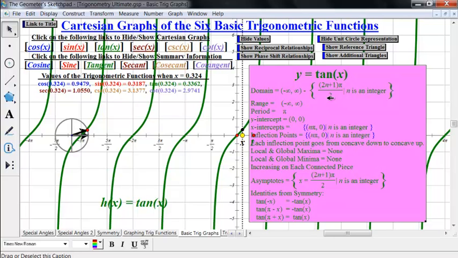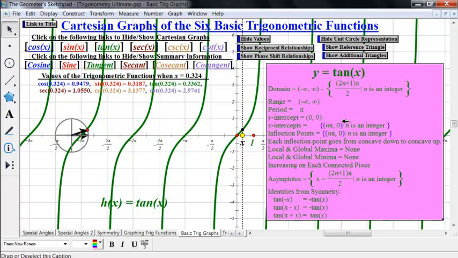Notice that when you look at the graph, there is no maximum or minimum. Even on one piece, it goes all the way from minus infinity to infinity for the range. It is increasing on each connected piece.